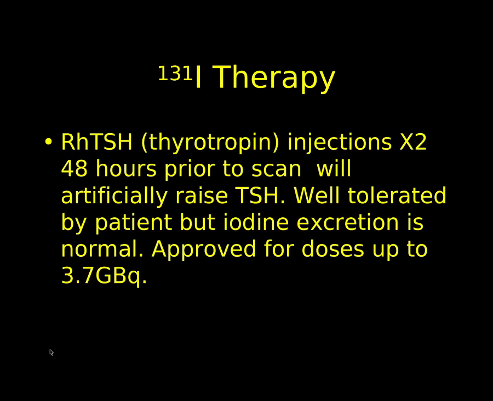However, the thyrotropin, the recombinant artificial TSH, is approved for therapeutic doses up to 3.7 gigabecquerels. So it is certainly possible to give therapy doses where the patient has been prepared with thyrotropin, exogenous thyrotropin administration.